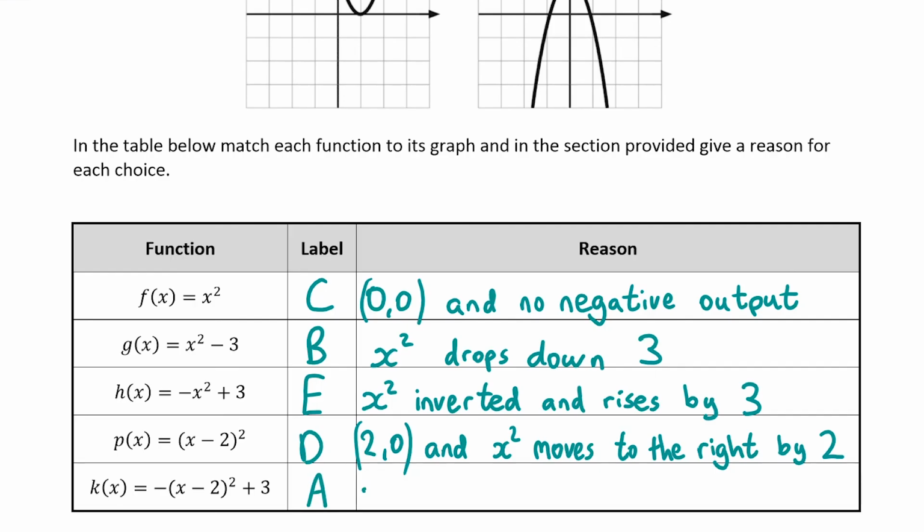So A suits all of these points, so therefore we can also say that k(x) is equal to A. So there we have it, all of our labels and all of our reasons filled in, and that is our answer for question 13.